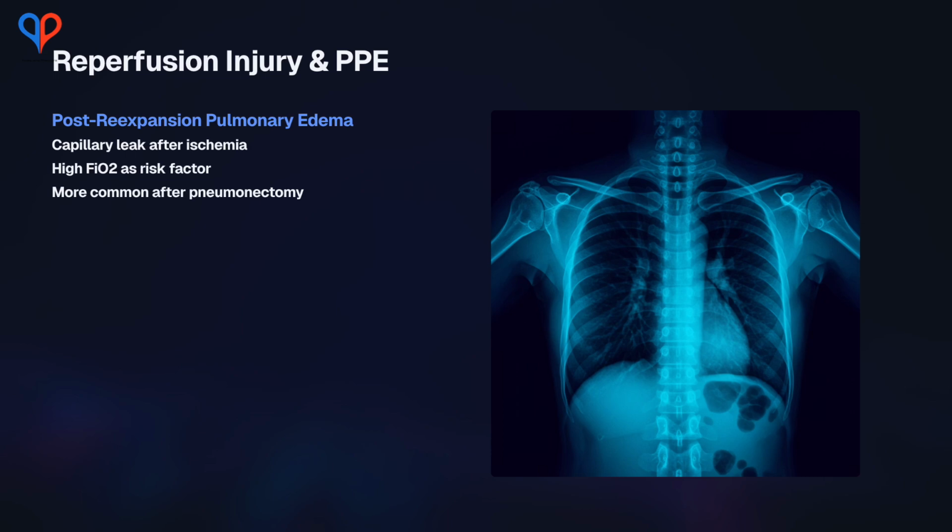Reperfusion injury occurs when the collapsed lung is re-expanded after prolonged one-lung ventilation, triggering a sudden inflammatory capillary leak. This produces post-reexpansion pulmonary edema, especially in higher-risk settings like pneumonectomy. High FiO2 during OLV amplifies oxidant stress and increases the likelihood of endothelial damage, making cautious oxygen titration essential.